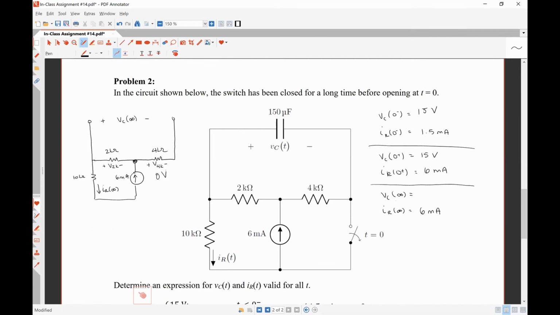Negative. All right, so using Ohm's law, what's V2K? Negative 12 volts. All right, so this guy is negative 12 volts. So if we do a KVL loop around this guy, we can see that VC is exactly equal to V2K plus V4K. So that means negative 12 volts plus 0 volts, VC is negative 12 volts. Everybody catching what I'm throwing here? Yes, sir. All righty.